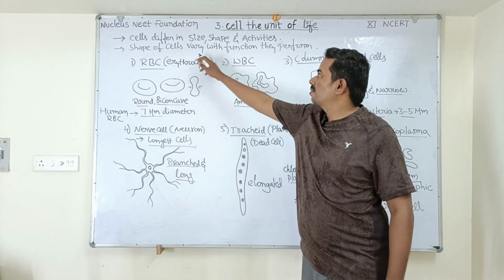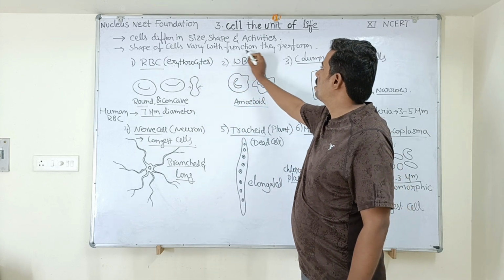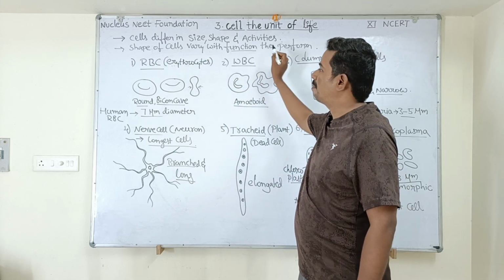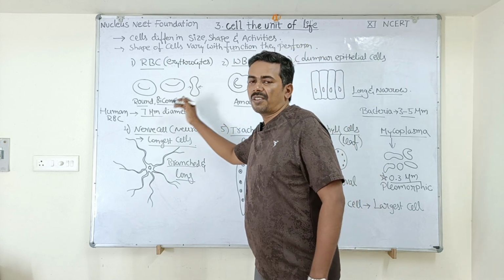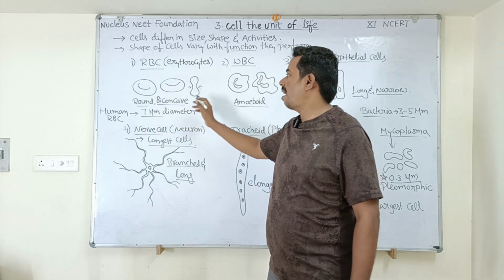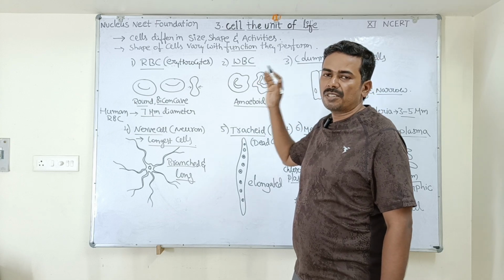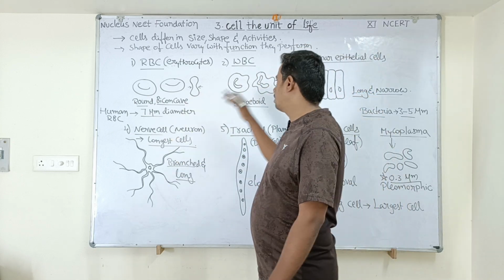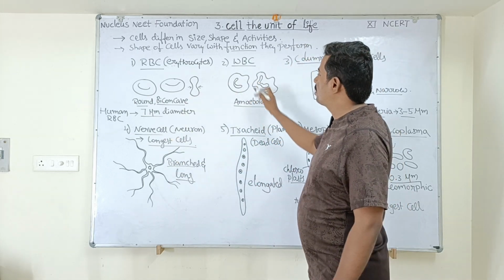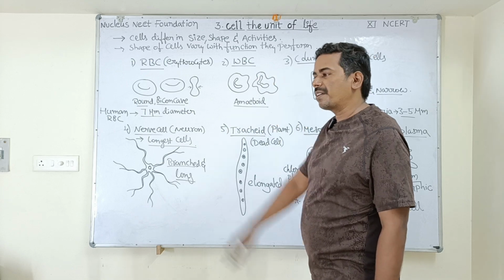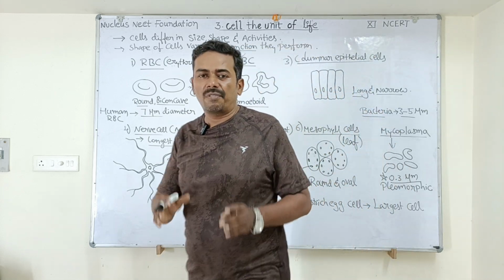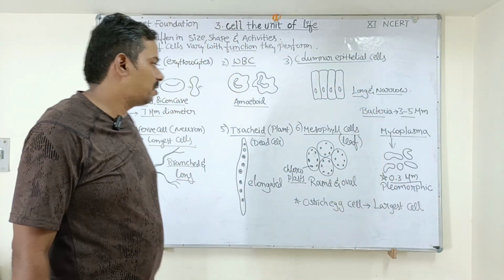So the shape of cells depends upon what, students? It depends upon the function they perform. RBC, since their function is to transport gases, they have this particular round and concave shape. And WBC, their function is to fight the disease causing germs. That's why this particular shape suits that particular function. So this is about different shapes of cells. Now let us see another topic.